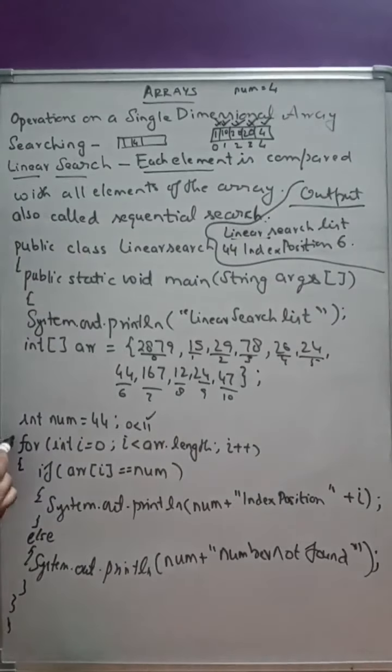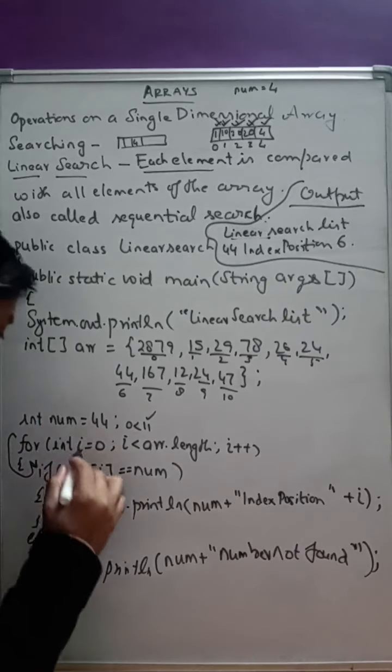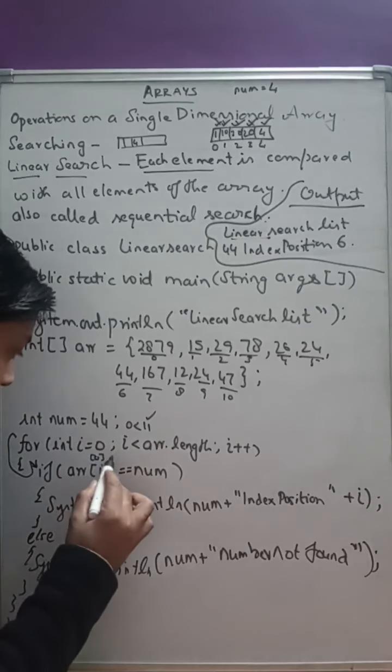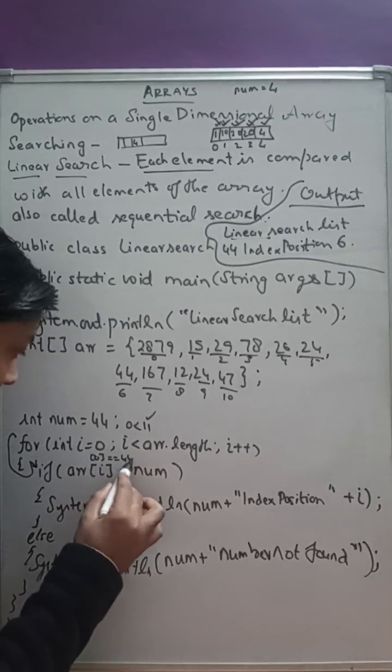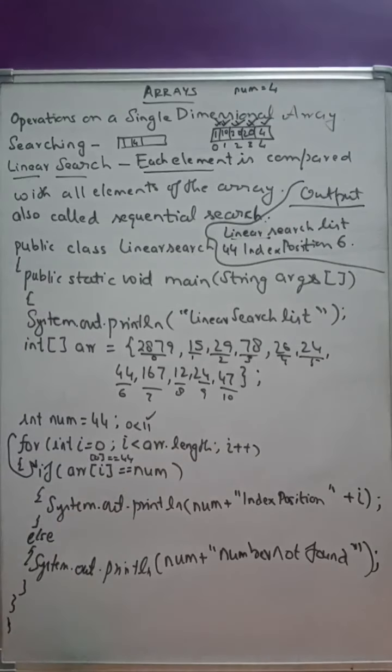So you will enter the body of the loop, and you will check one more condition: whether arr of I is double equal to num. That means arr of 0 is equal to 44. On the 0th index the number is 2879, and you compare that number with 44. That is not equal, so in that case you have not found the number.